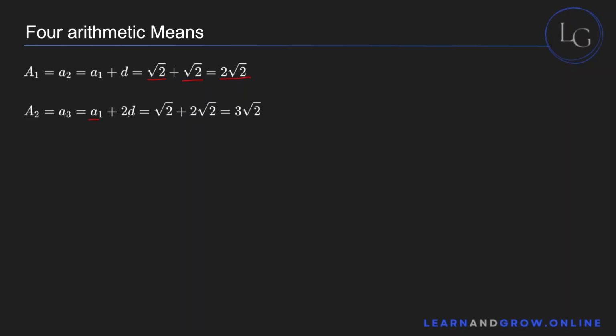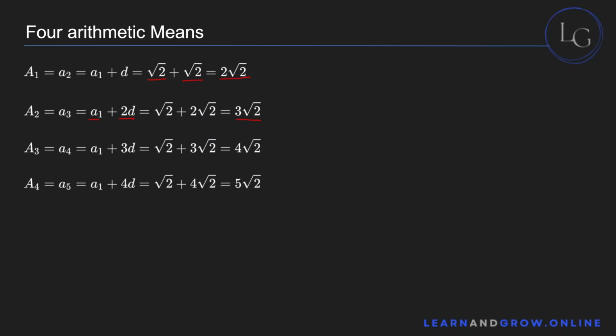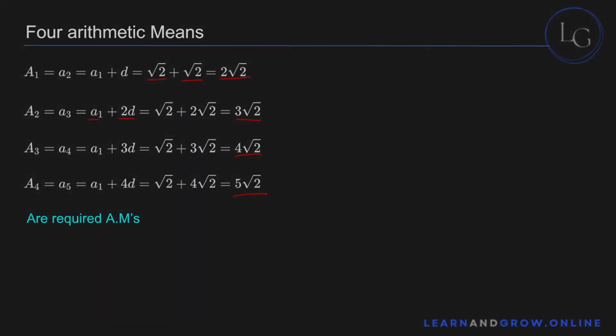So that becomes A1 plus 2D, obviously, because A1 plus D is the second term, A1 plus 2D is the third term, A1 plus 3D is the fourth term, and so forth. So this becomes 3 into under root 2. We'll apply the same logic for A3 and A4, and we'll get the 4 arithmetic means.